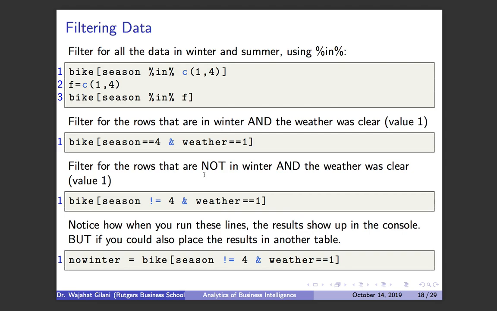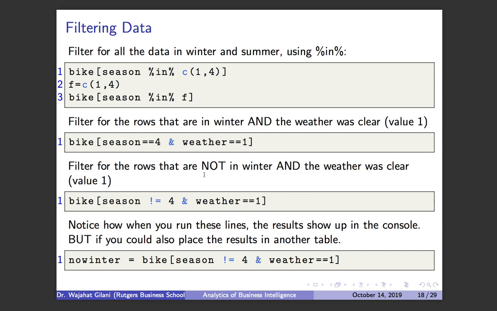All right, so in this situation now, I want to filter for rows that are both in winter and the weather was clear. Okay, now if you guys remember, the weather column was a different column, and just like before, it had numbers 1, 2, 3, and 4. A clear or good day was basically 1. So now we're using ampersand. Why are we using ampersand?